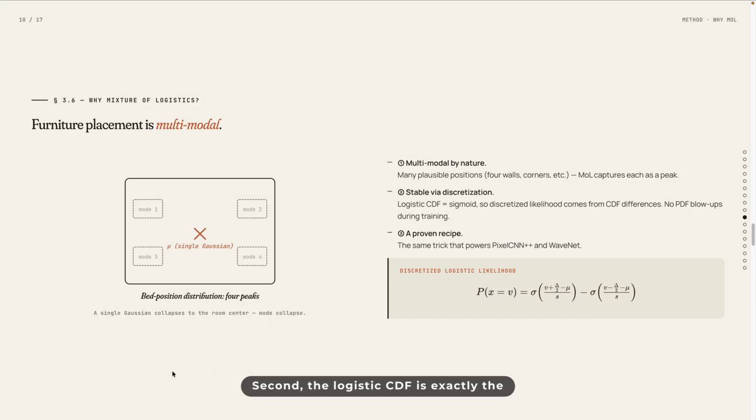and it's exactly the failure mode of earlier methods. Second, the logistic CDF is exactly the sigmoid function, beautifully closed form. Let's just use a discretized logistic likelihood, which computes probability via CDF differences. There are no PDF blow-ups, so training is very stable. Third, and this is a smaller point, it is the proven recipe from PixelCNN++ and WaveNet, battle tested.